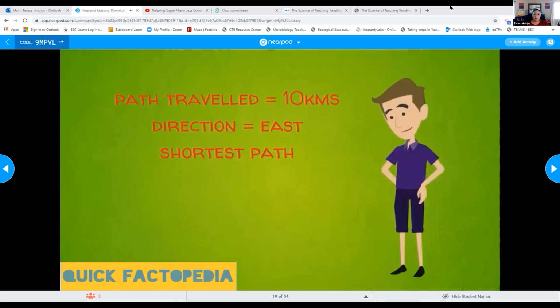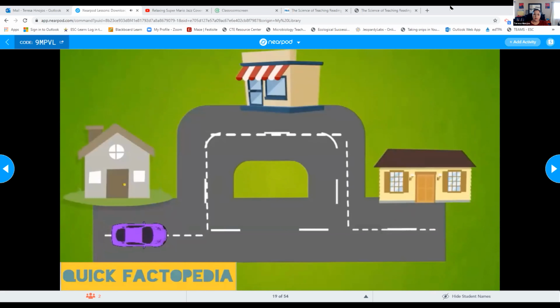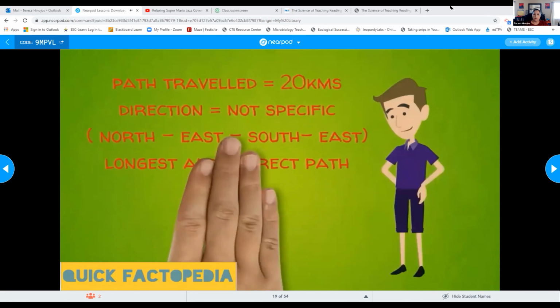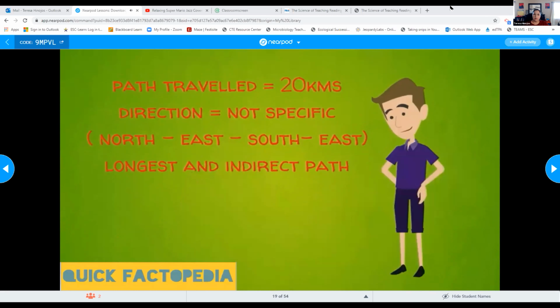Hence, what are we getting here? When I say 10 kilometers to the east, my shortest path. Yes, correct, it's the displacement. But now, as I have to buy a gift, I am taking the longest and the indirect route, with no specific direction, but reach the same destination. So, what do we get here? When I travel 20 kilometers, with no specific direction, taking the longest and the indirect route, yes, it is the distance.